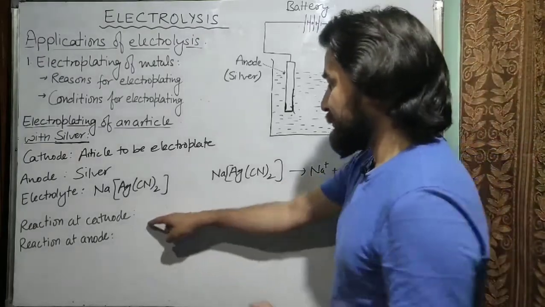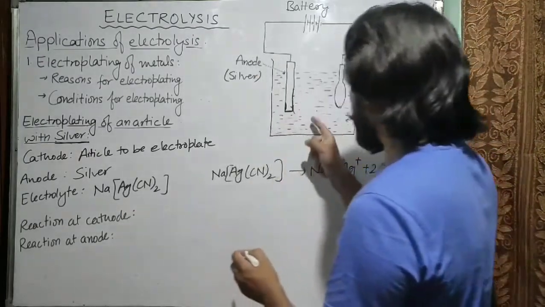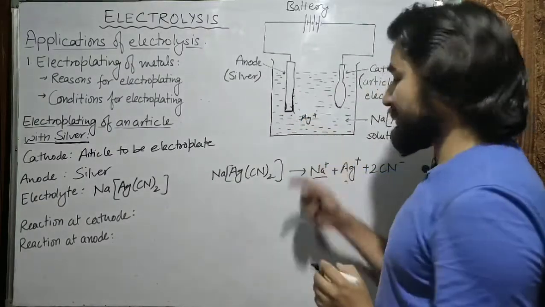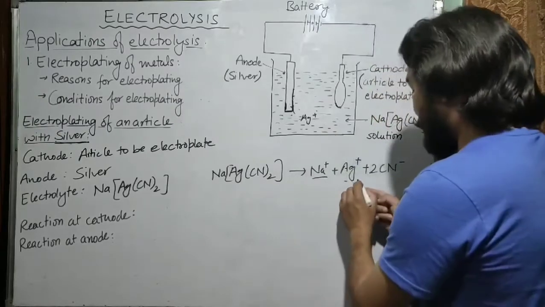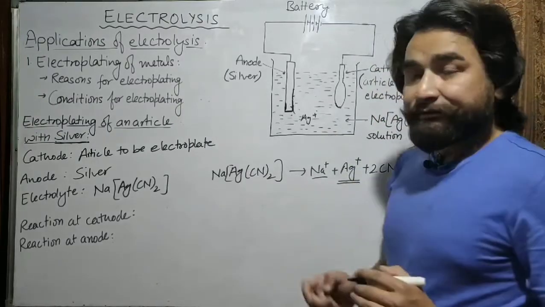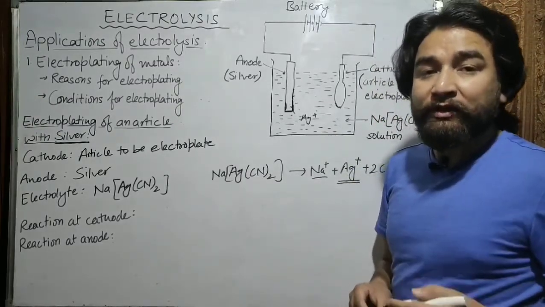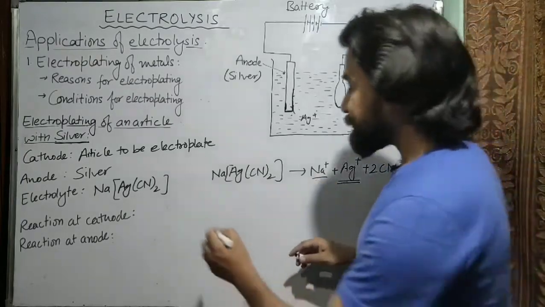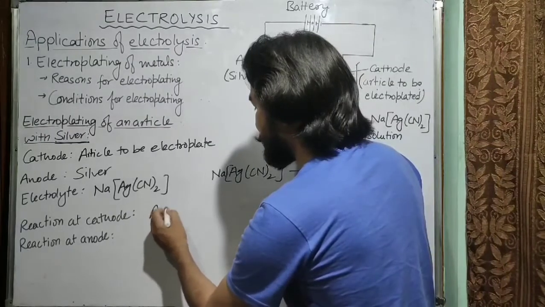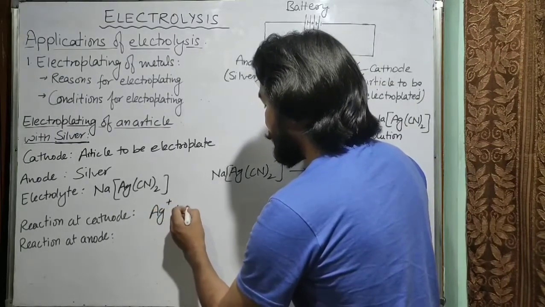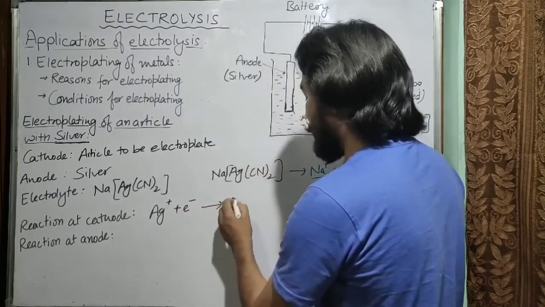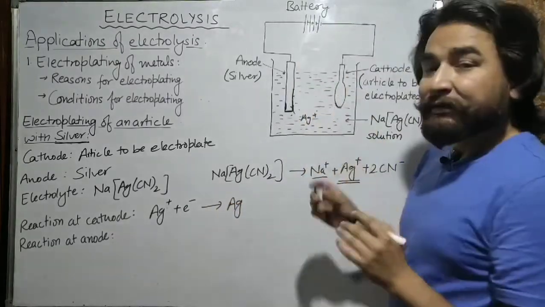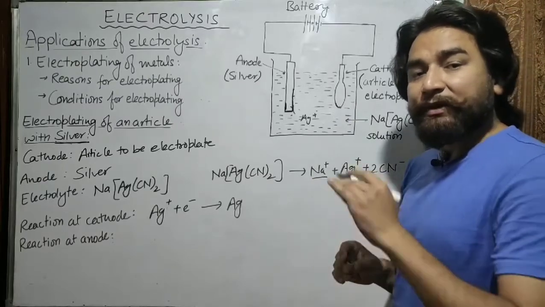Now for the reaction which will take place at the cathode: there will be silver ions and Na+ ions in the electrolytic solution, but the Ag+ ion has more tendency to get reduced as compared to the sodium ion. So the reaction at the cathode is that Ag+ gains an electron and forms silver. So silver is deposited at the cathode, on the article which is kept at the cathode.